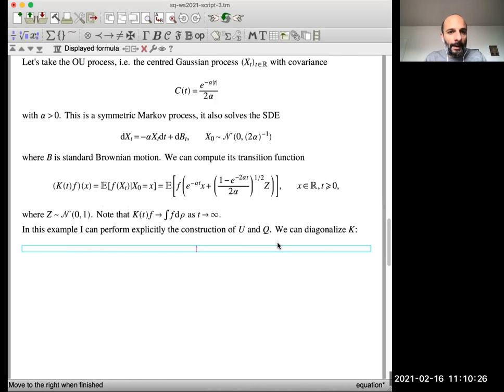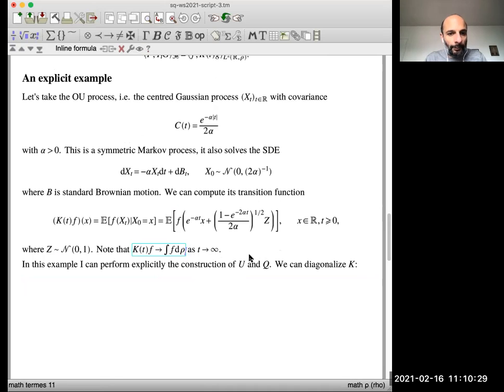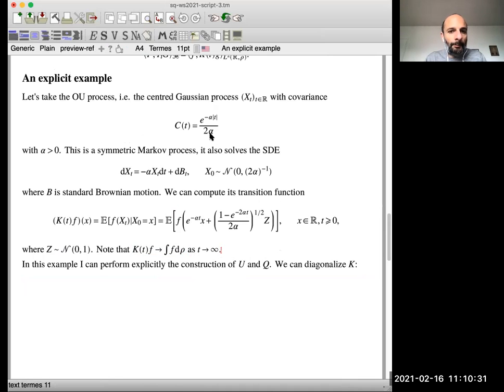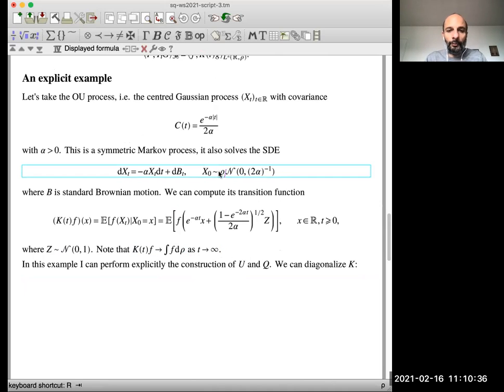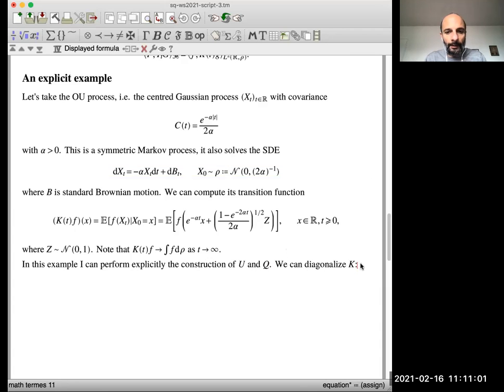Remember the Hilbert space; sorry, I didn't say what the measure mu is. In this example the measure mu is essentially this Gaussian. Sorry, the measure rho, the law at time 0, is that one. So rho is the Gaussian, and the L2 space in the previous paragraph is the Gaussian space with this variance. Then we have K, the algebra of multiplication operators. Then I want to find U.